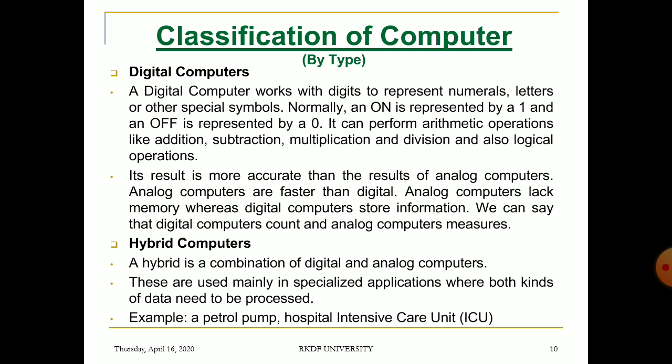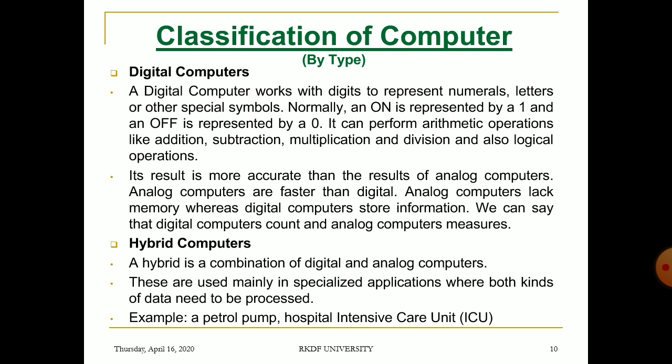Okay. The second one is digital computer. The digital computer, as its name implies, works with digits to represent numerals, letters, or other special symbols. Digital computers operate on input which are on-off type, and its output is also in the form of on-off signal. Normally an on is represented by a 1 and off is represented by a 0. So we can say that digital computers process information which is based on the presence or absence of an electric charge, or we can say a binary 1 or 0.